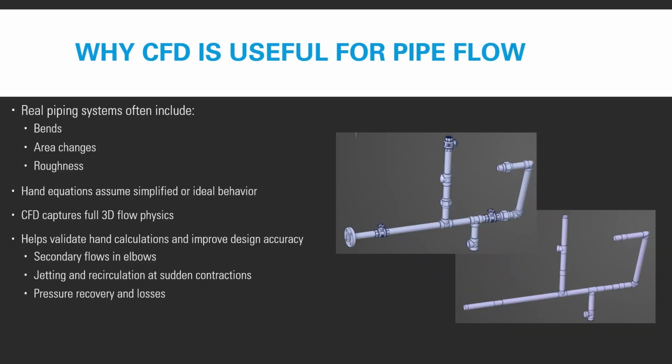Pipe flow is a classic example where CFD can be extremely useful. Yes, we have well-established hand calculation methods, but real-world piping systems are rarely ideal. They include sharp or sudden diameter reductions, long radius or short radius elbows, varying surface roughnesses, turbulence in secondary flows, or flow separation at fittings. All of these effects introduce uncertainty when using manual correlations.